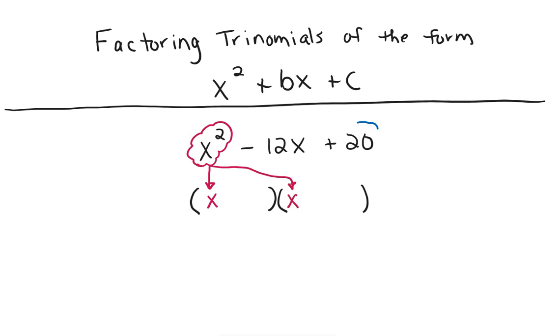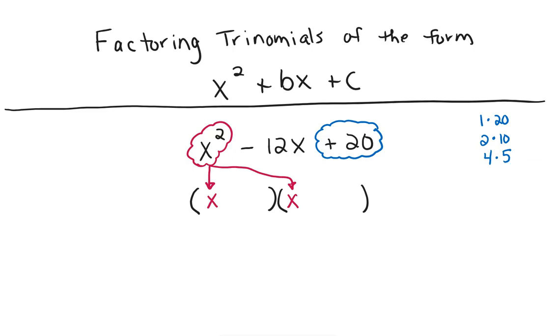Then I go back here to my last term, which is a positive 20. So I need two factors that multiply to give me 20, and I'm going to look at all the combinations. 1 times 20 is 20. 2 times 10 is 20. 3 is not a factor of 20. 4 is a factor. 4 times 5 is 20. And of course after 4 would be 5, but I've already got 5 on the other side. So I've got all my possible combinations: 1 and 20, 2 and 10, 4 and 5.